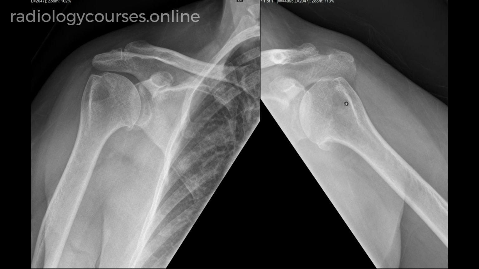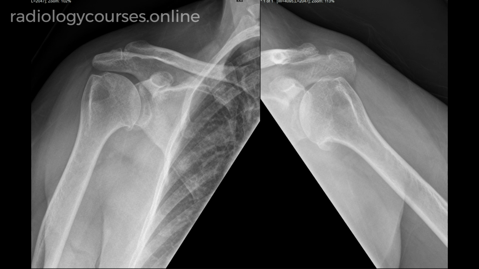On the left side, we can also see a similar lucency which is slightly larger and slightly ill-defined. These lucencies should not be mistaken for lytic lesions, and these are common findings, especially in people with osteoporosis or over the age of 50 or 60. So these are called pseudocysts of the humerus, and this is a normal variation, and these should not be mistaken for lytic lesions and should not instigate further unnecessary MRI scans.